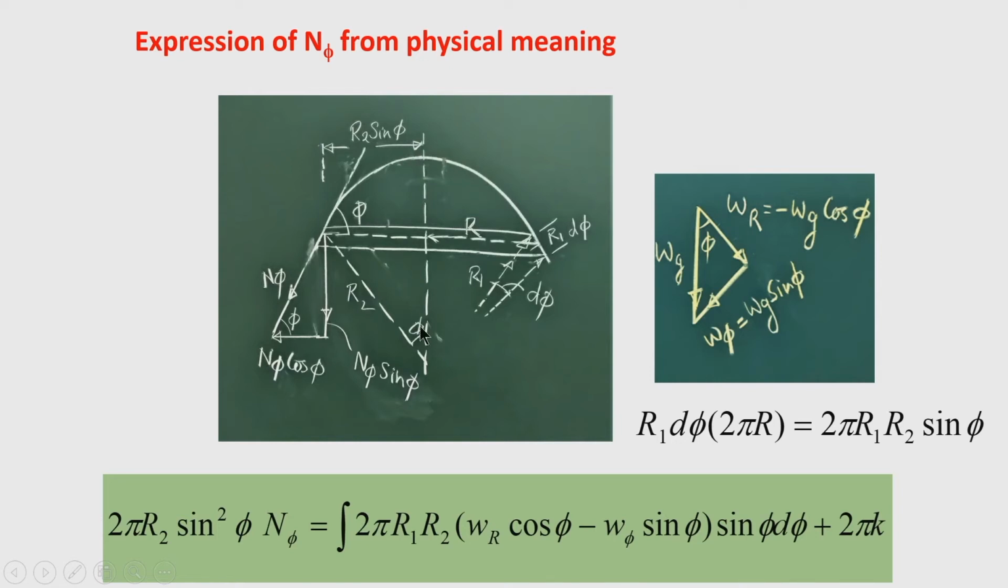So, 0 to phi is taken as the limit of the integration. That means the left hand side is nothing but the total vertical component of the meridional force at a level phi, and it is equal to the total vertical load acting on the shell surface above that level. So, using this physical meaning we can solve many complicated problems without integrating the expression.